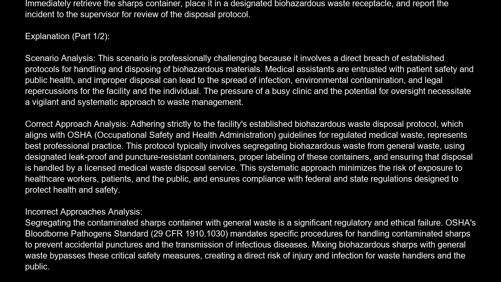Incorrect approaches analysis. Segregating the contaminated sharps container with general waste is a significant regulatory and ethical failure. OSHA Bloodborne Pathogen Standard, 29 CFR 1910.1030, mandates specific procedures for handling contaminated sharps to prevent accidental punctures and the transmission of infectious diseases. Mixing biohazardous sharps with general waste bypasses these critical safety measures, creating a direct risk of injury and infection for waste handlers and the public.